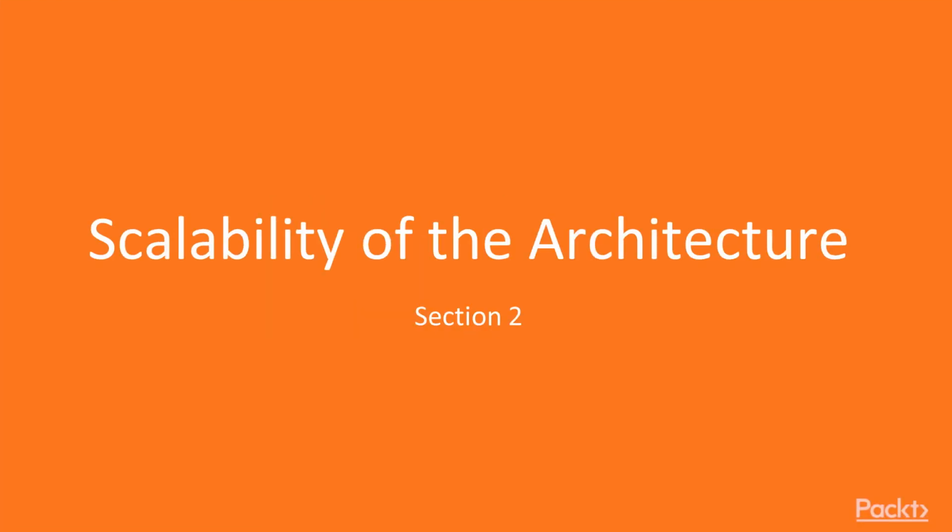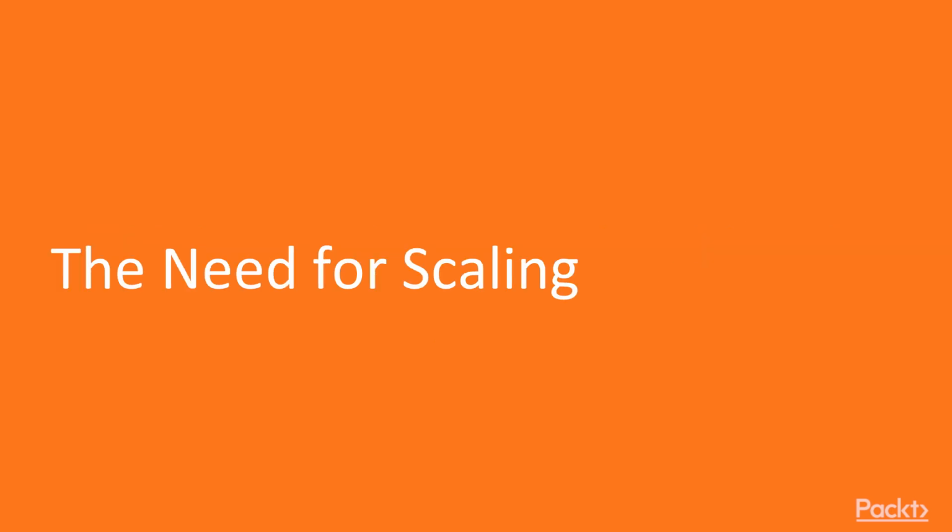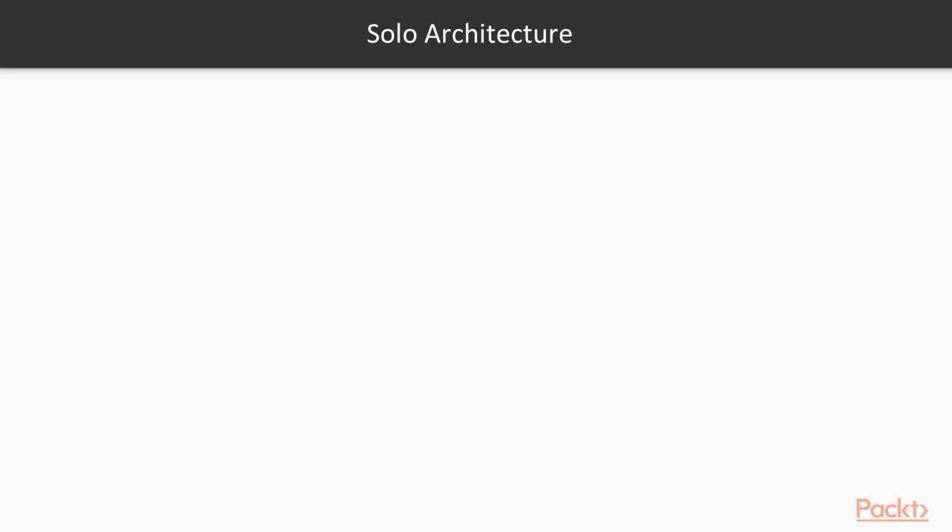Hi and welcome to section 2, in which we are going to look at scalability of the architecture. So now in this section we are going to look at aspects which are available in AWS for scaling your architecture. So in this video we are first going to understand what is the need for scaling in the first place. So first let's understand a simple architecture.